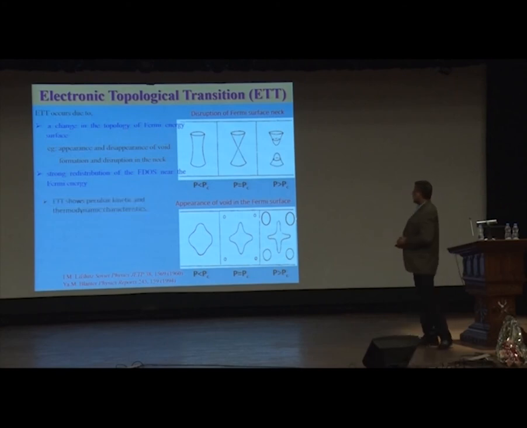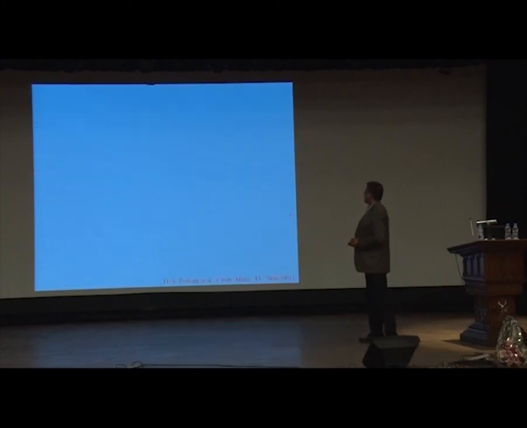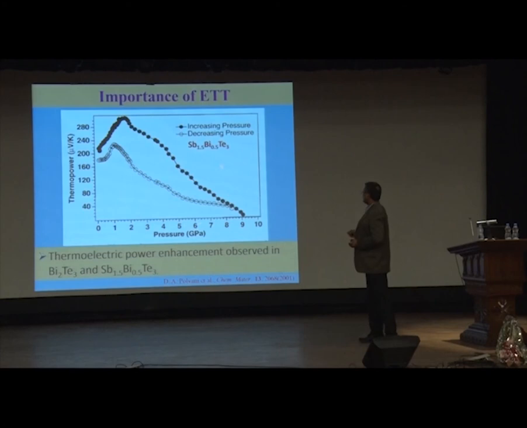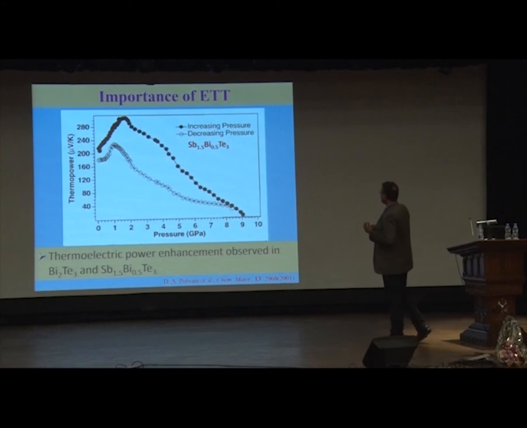Now, these are very interesting because we can actually modulate them, but there is a very important factor which happens whenever you have an ETT transition. Whenever you have an ETT transition, you can increase the thermopower, or thermoelectric effect, of the system. Here's an example: at room temperature, this is the thermopower of strontium bismuth telluride, and as soon as you apply pressure, it jumps by close to 50% in its thermopower.